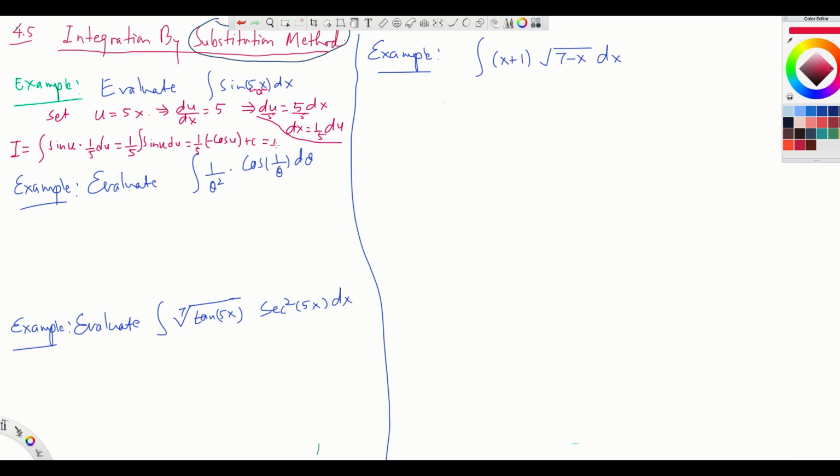So what is the final answer then? It will be 1/5, and then minus 1/5, right? Negative 1/5 cosine of 5x. I plug back in the value of u, and then plus c. That is the final answer.